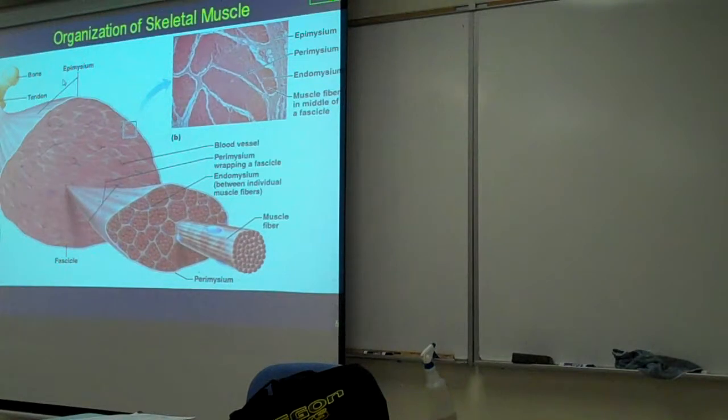Connective tissue around the muscle belly. Type is dense irregular. Name is? Epimysium. Around the fascicle: type is fibrous again, name perimysium. Around the myofibers: type? Areolar. Name? Endomysium.